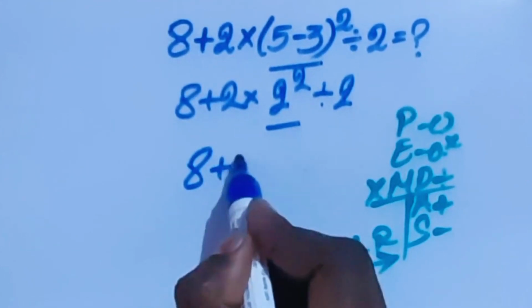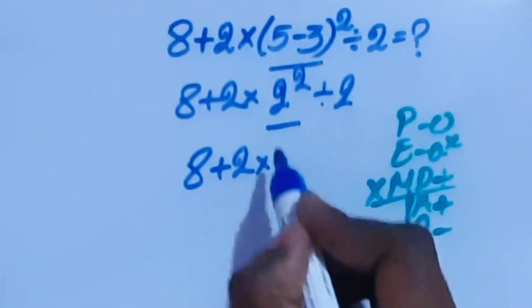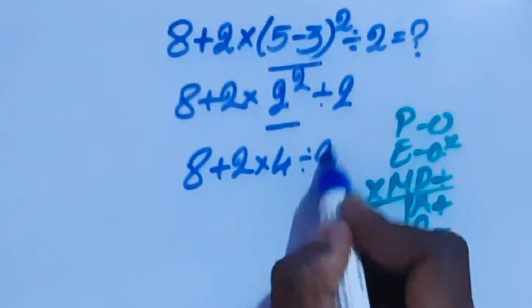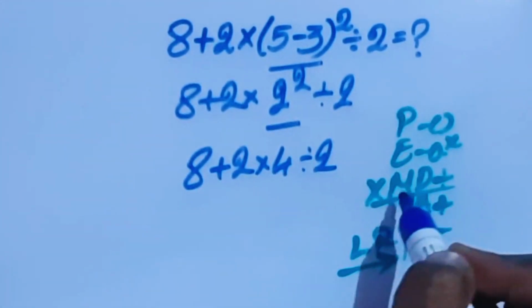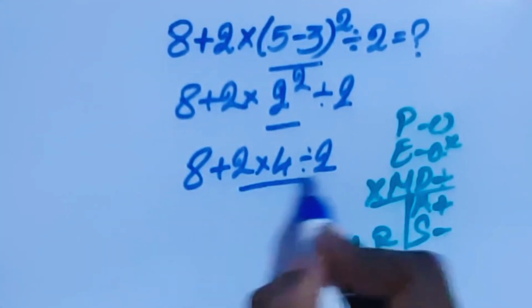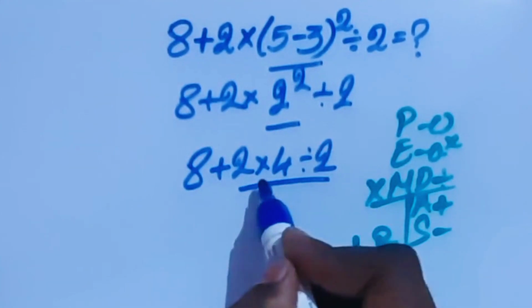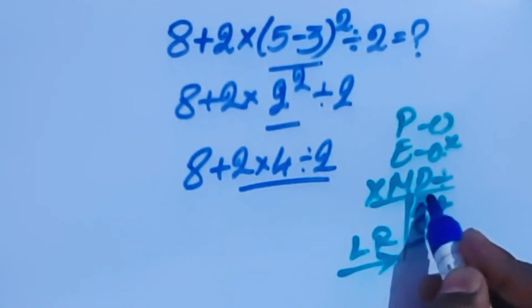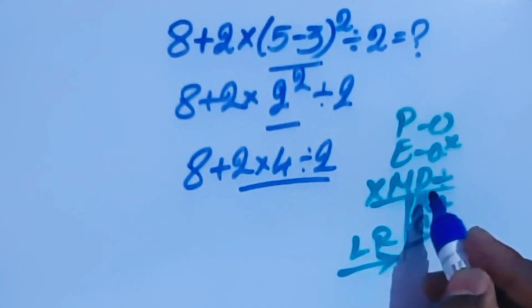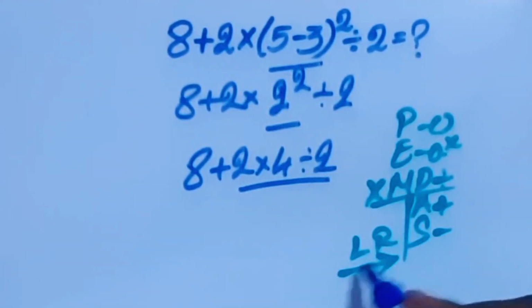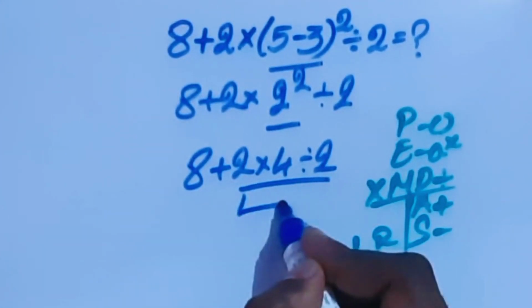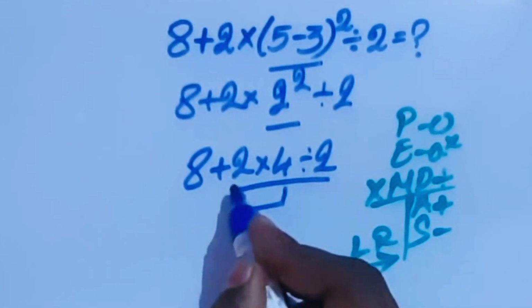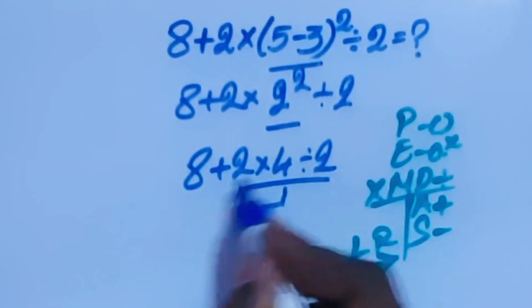We have to do this 2 power 2 before any other operation. Here 8 plus 2 times 2 power 2 is 4, divided by 2. Here the next priority is multiplication and division. Here we have multiplication and division. We have to do this multiplication and division before the addition. Here multiplication and division are equal priority. For equal priority, we are going to use the left to right rule. Here left to right is this one, 2 times 4. We have to do this 2 times 4 before any other operation.